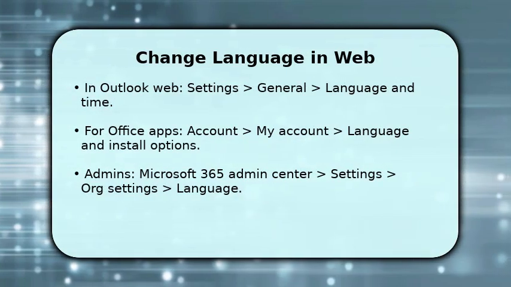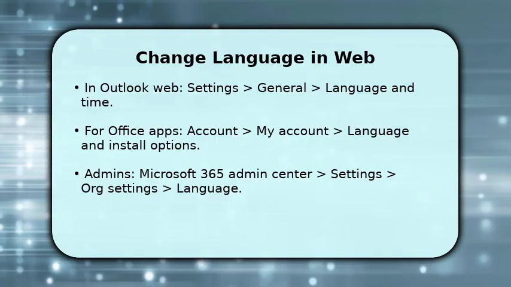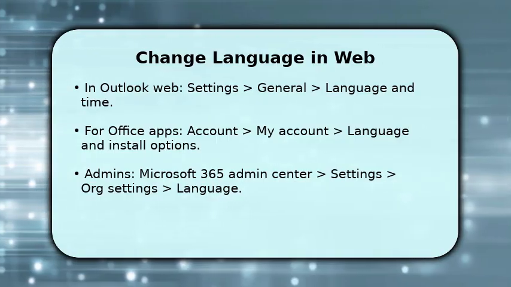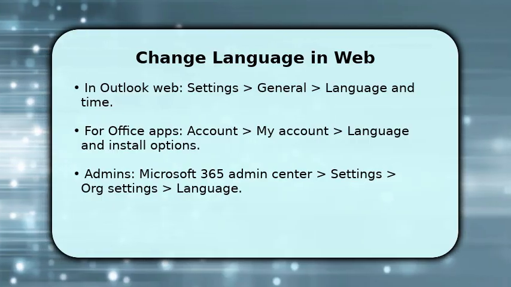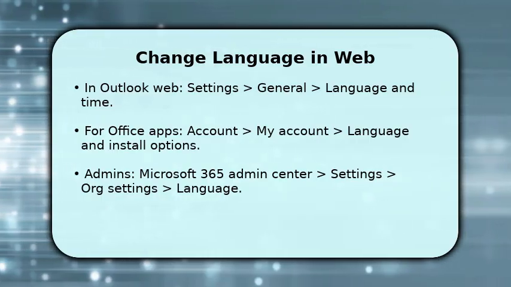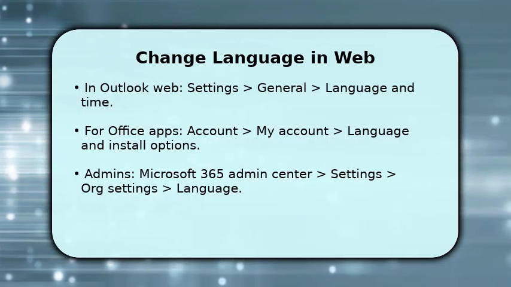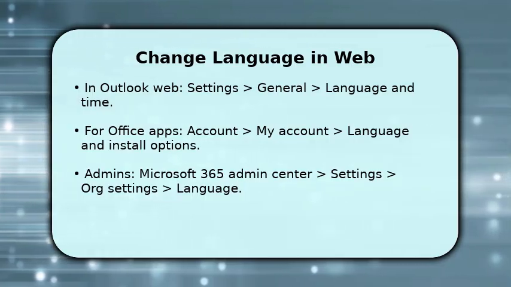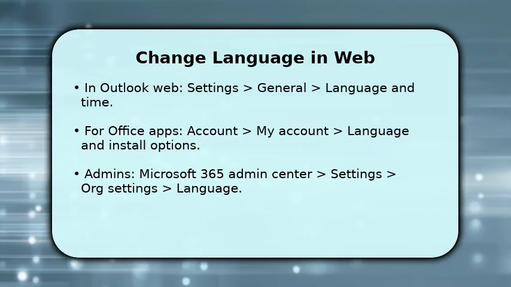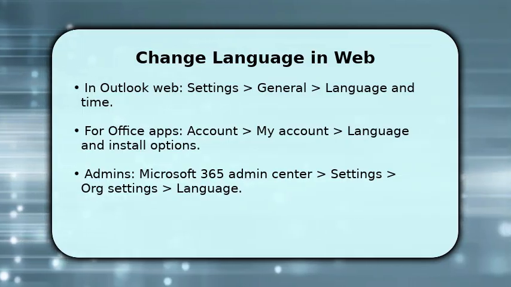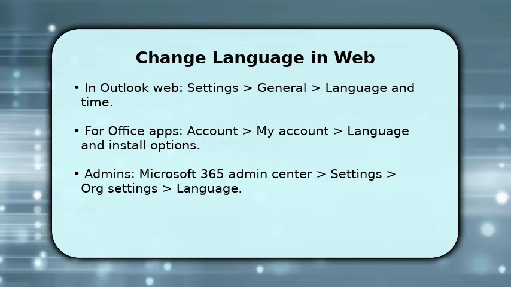Once inside settings, go to Language and Time in Outlook Web and pick your preferred language and regional format. Click Save so the session updates. For desktop Office apps, open Account, My Account, Language, and install the correct Office language pack or set editing, display, and help languages. Make sure to download and install any required language accessory pack.